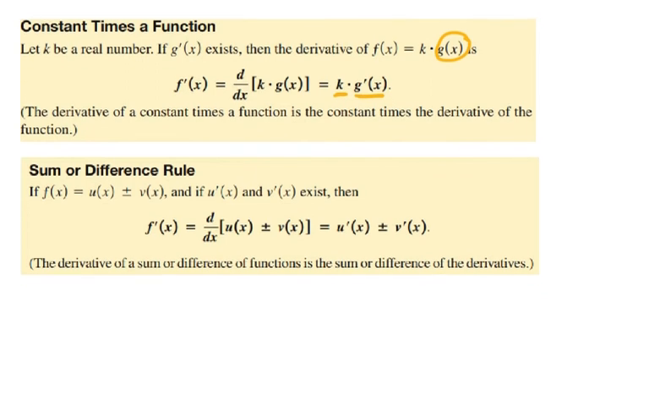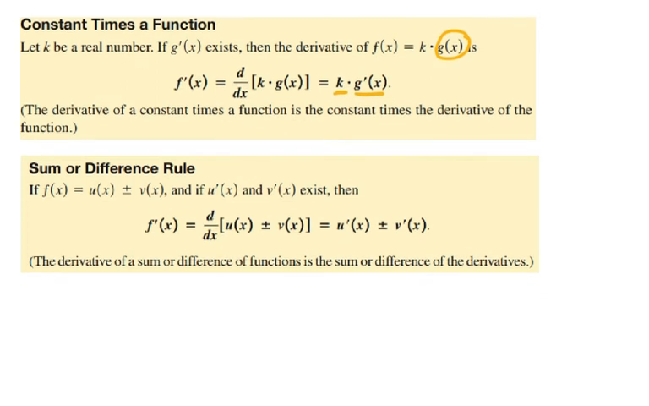And this is the sum or difference rule. Essentially, this just says that if f of x equals a function plus or minus another function, and we can find the derivative u prime of x and v prime of x of each of those functions that we're summing together, then the derivative f prime of x equals the derivative with respect to x of u plus or minus v of x, which will equal u prime of x plus or minus v prime of x.